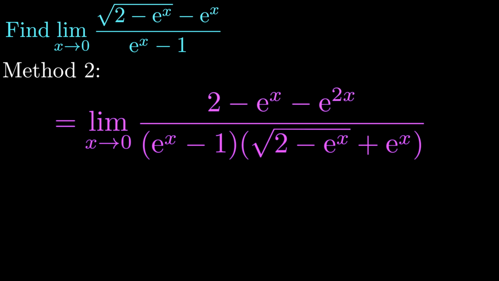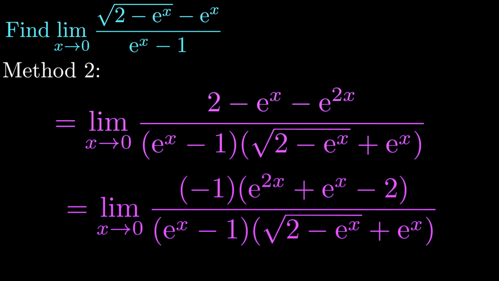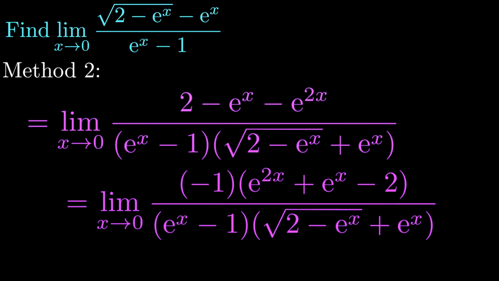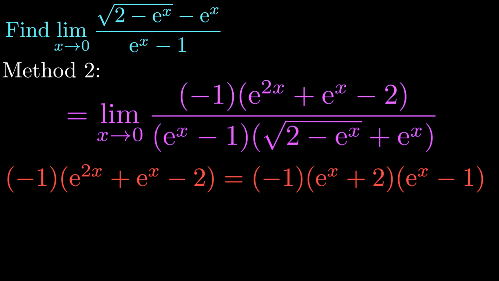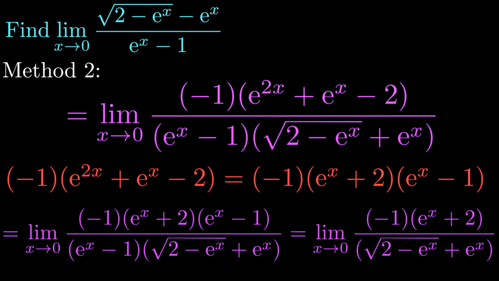Now, if we factor a minus 1 out of the numerator, we can rewrite the numerator as minus 1 multiplied by e raised to 2x plus e raised to x minus 2. Paying attention to the numerator, we have e raised to 2x, which is basically e raised to x multiplied by e raised to x, and we have an e raised to x here. So we can factor the numerator as follows: minus 1 multiplied by e raised to x plus 2 multiplied by e raised to x minus 1. Now the reason for doing so becomes clear.